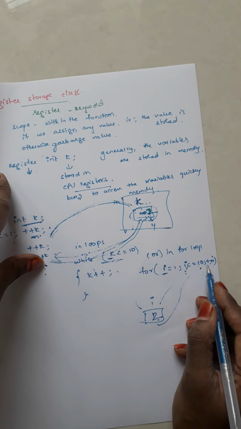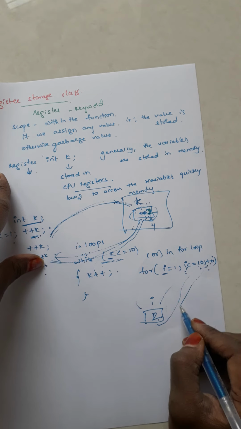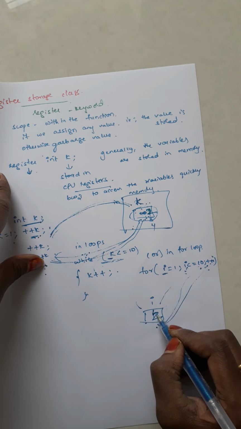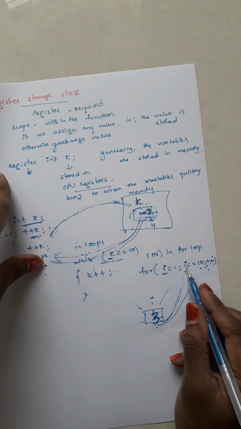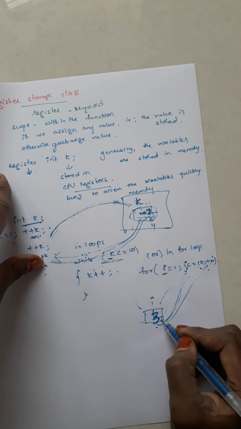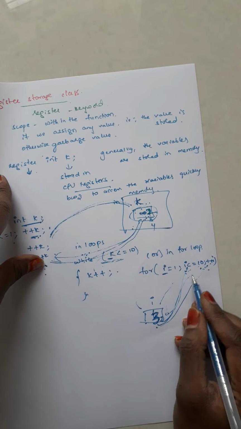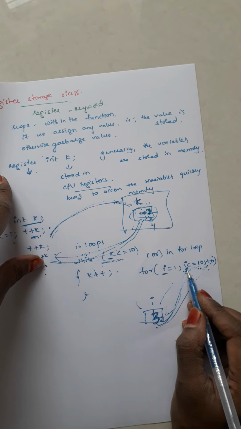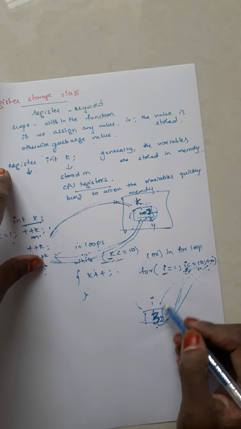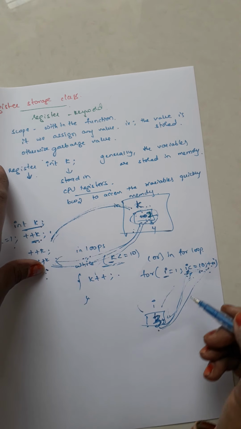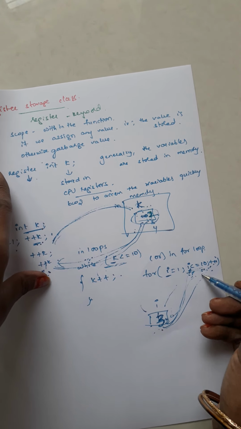Now i is incremented by 1. Go to memory, update the value, that is i equals 3, access it from the memory and substitute it here. How many times does this process repeat? 10 times, until the condition becomes false. This is the way it takes time to travel from the program to the memory and from the memory to the program.